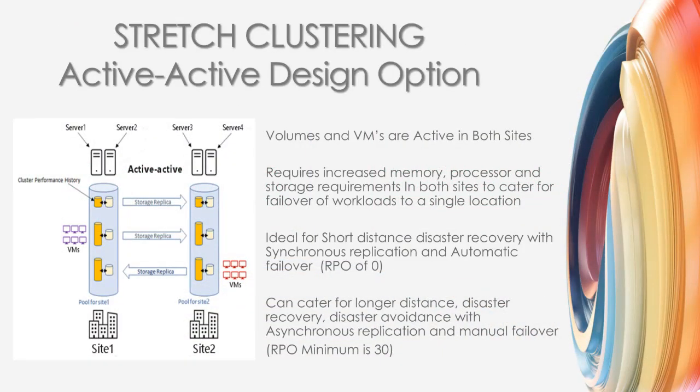Now, we think about the types of configurations that you can have in a stretch cluster. Let's start with active-active. Active-active enables data volumes and virtual machines to run in both sites, and it's important to size the memory, processor, and storage to accommodate all workloads failing over to a single site in case of a planned or unplanned failure. We would typically think about doubling the memory, processor, and storage to accommodate running all workloads in a single site for active-active configurations in case a failure of a site occurs.